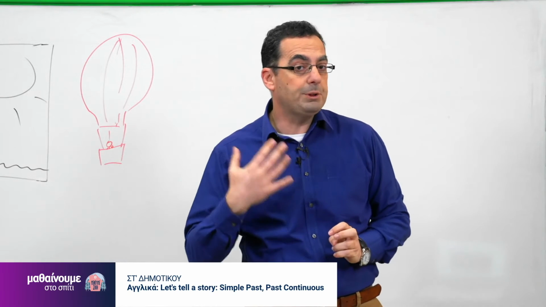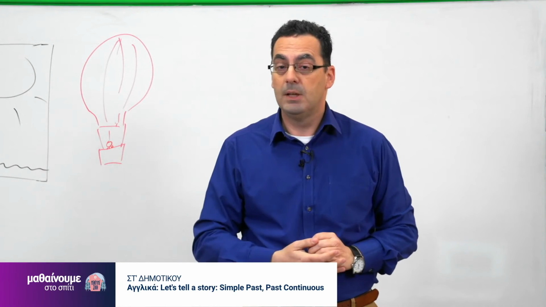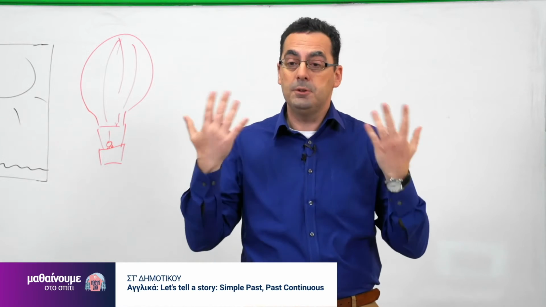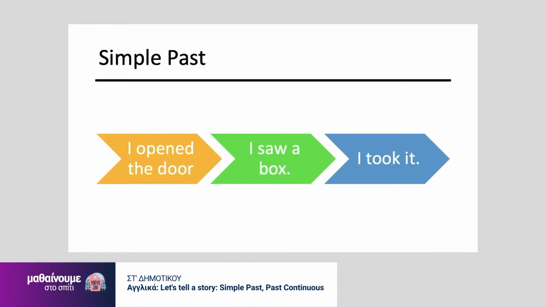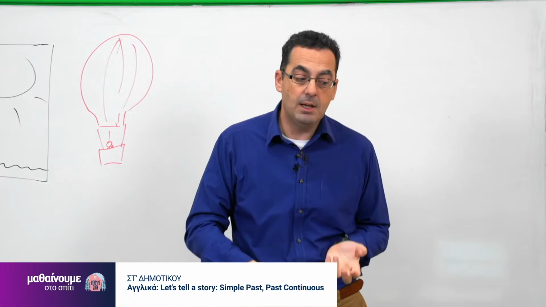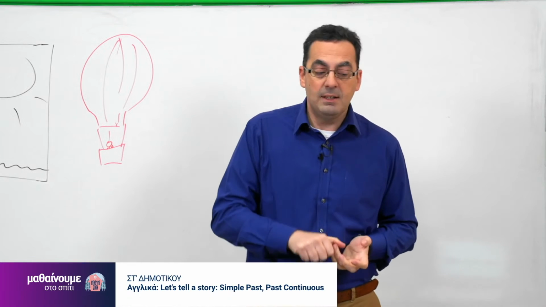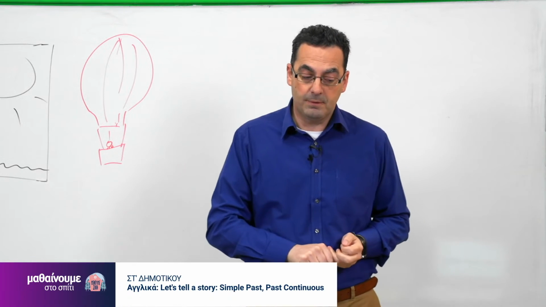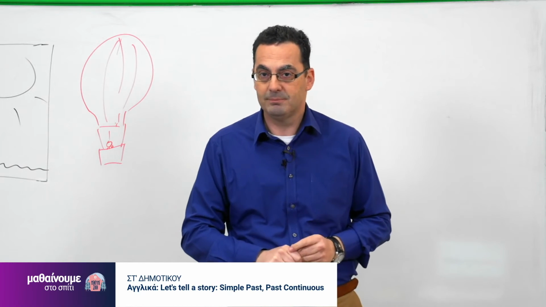Now, let's see what kind of tools you need. What you need to use to write a story. Yes, I know you remember simple past. We use simple past to talk about something that happened in the past and it was short. I opened the door, then I saw a box and I took it.